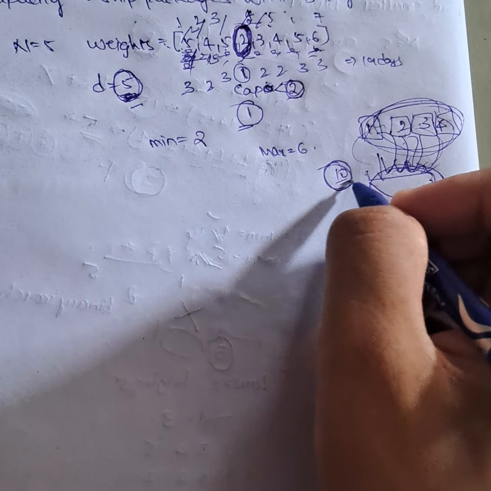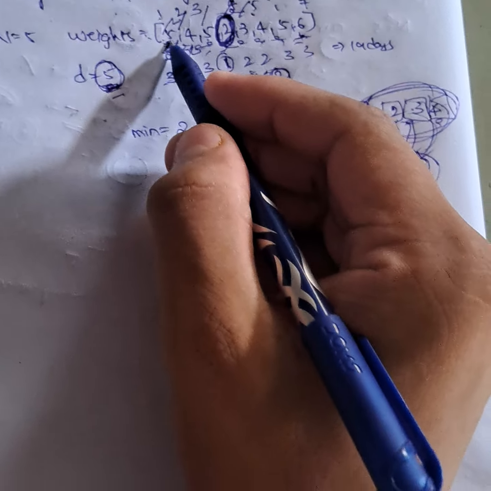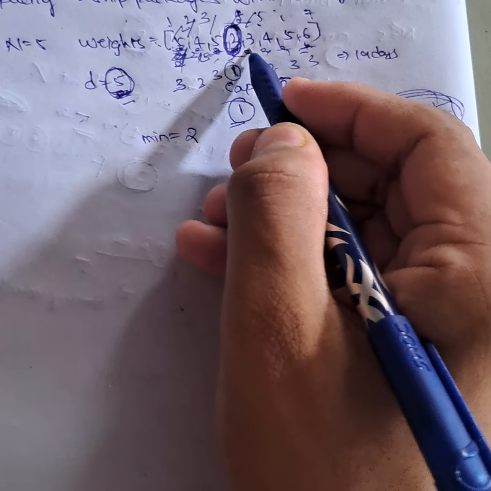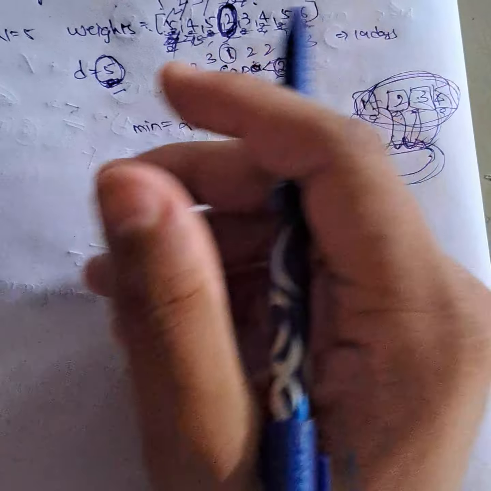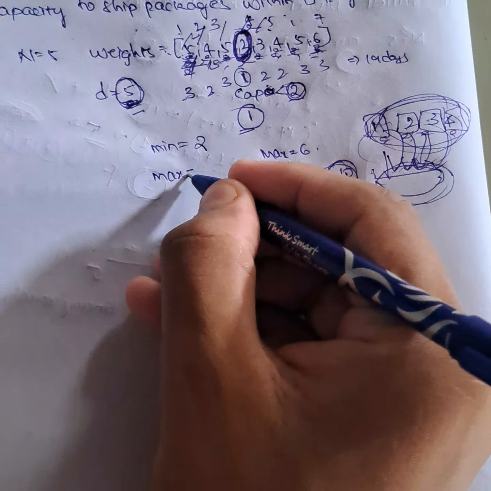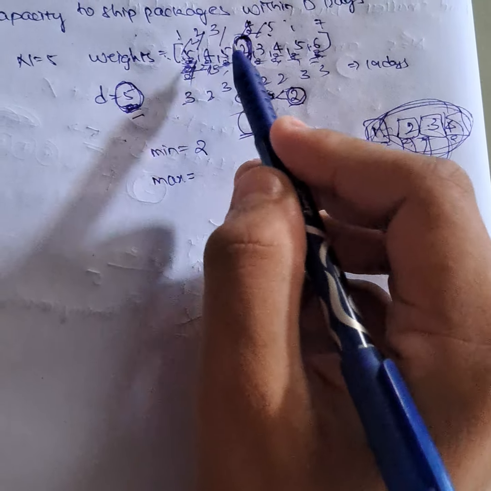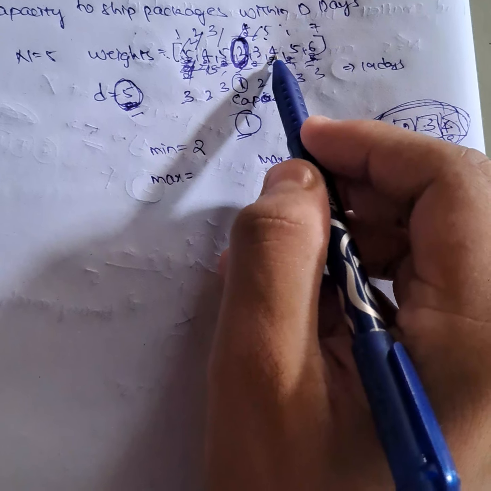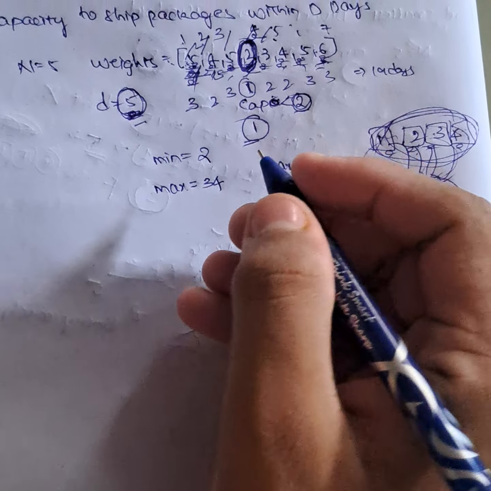How did we get 10? As we sum up all the values, we get 10. So when we sum up all of this, we get the maximum capacity, and we can ship all of it in one day. So the max capacity is equal to the sum of all of this: 9, 14, 16, 19, 23, 28, and 34. This is our maximum case.